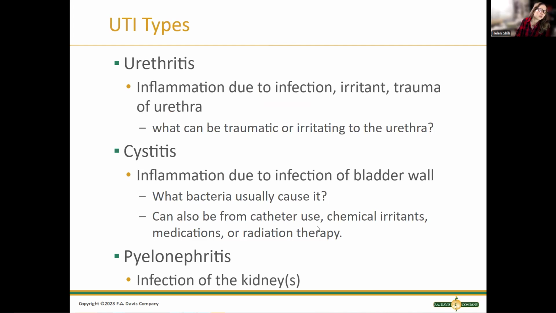Now, the different types of UTIs are urethritis, in which there's inflammation due to infection, irritant, or trauma of the urethra. Besides infection and trauma, the irritants that could be traumatizing to the urethra are things like a bubble bath, such as a bath bomb or bath salts. These are chemicals that the urethra normally would not be exposed to. And so these could certainly cause irritation of the urethra.